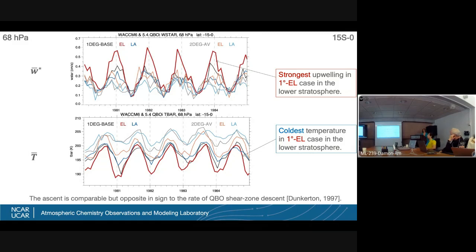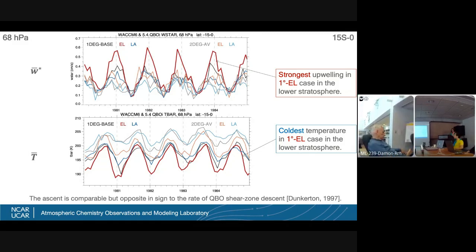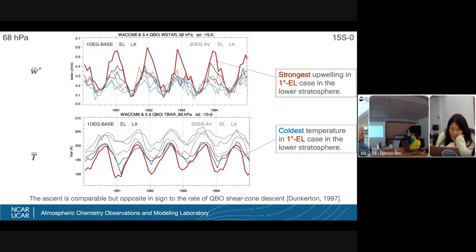It's not as strong in 2 degrees. And is that true? Is it getting cooler? The bottom plot is the temperature. Yes, it is too cold.